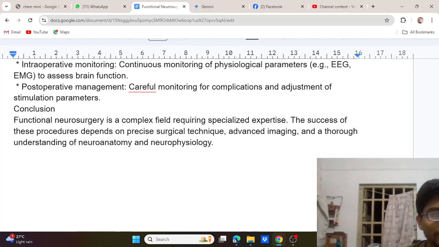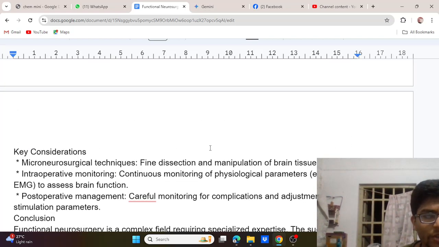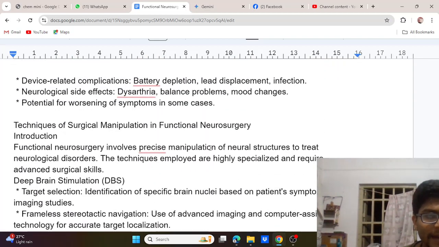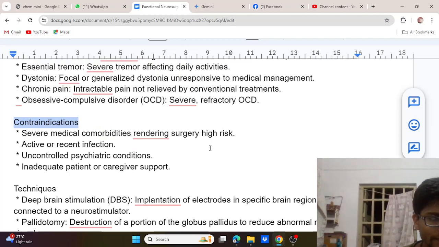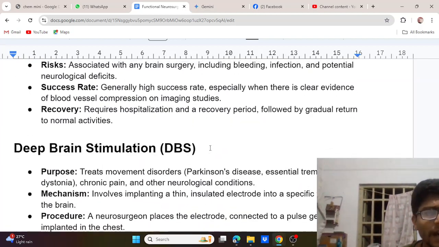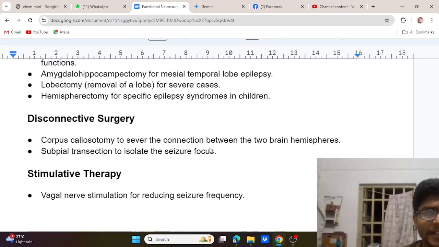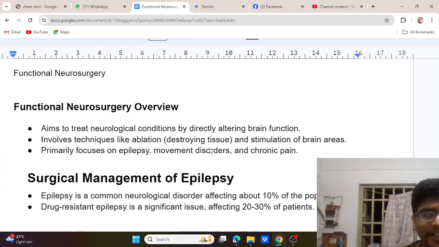So in short, functional neurosurgery is a complex field requiring specialized expertise, and the success depends on the precise surgical technique, advanced imaging, and thorough understanding of neuroanatomy and neurophysiology. So I hope this topic has been understood in short and can be studied in detail if needed. But as of now, it has been asked for 5 marks, but I have explained the content which can be written for at least 4 to 5 pages and can be written for 10 marks.